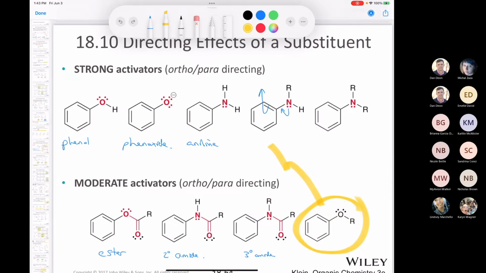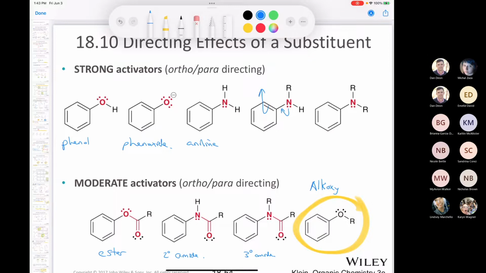Well, an alkoxy group kind of fits somewhere in between. So alkoxy is kind of somewhere in between strong and moderate. I love the way our book puts it. He says, an alkoxy group would be the strongest of the moderates and the weakest of the strong. Okay, so if you put it in the moderates, it would be the king of the castle, but if you put it in the strong activators, it would be the weakest one of all. So it's kind of in that gray area, if you will.